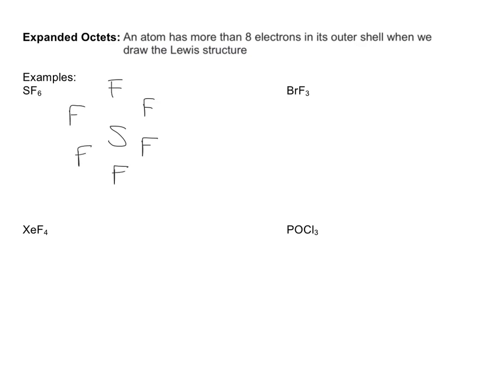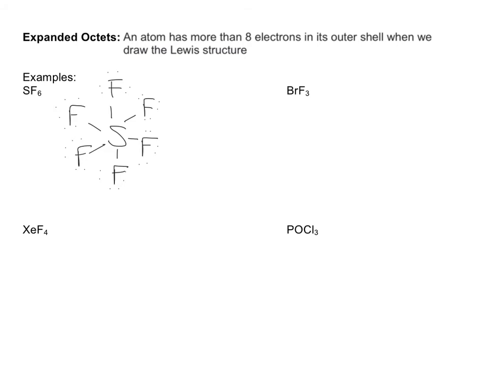Okay, and then the first thing we're going to do is draw bonds. So we have 2, 4, 6, 8, 10, 12 electrons there. And now we'll start filling in the octets of the fluorines. So that's 14, 16, 18, 20, 22, 24, 26, 28, 30, 32, 34, 36, 38, 40, 42, 44, 46, 48. Okay, so now I've used up all of the valence electrons. All of the fluorines have a full octet, and the sulfur actually has more than an octet.